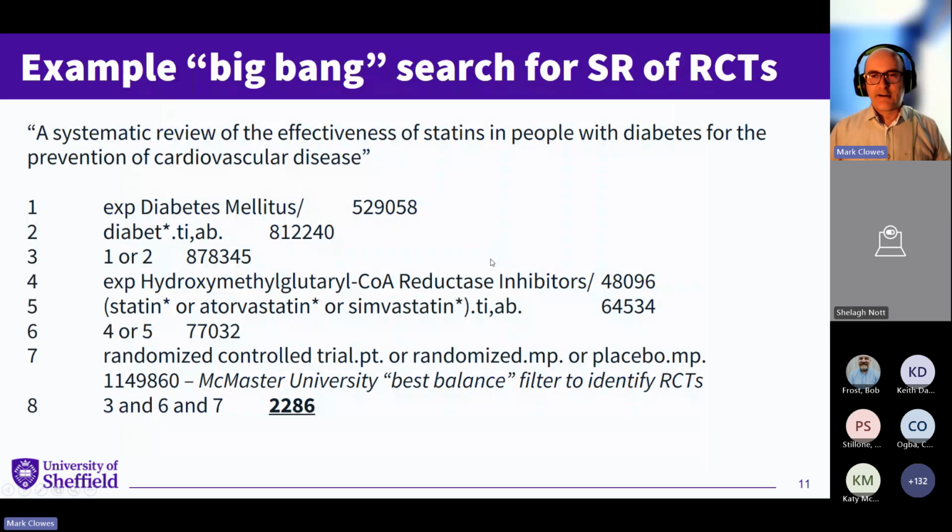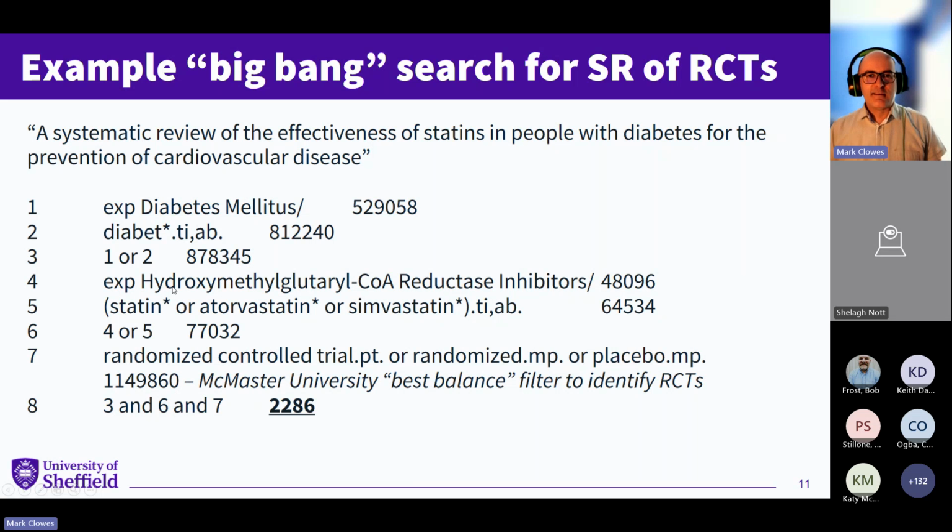So I just did a very quick search for this. This is by no means a perfect search, but it's the kind of structure that you'd be using. So first of all, we search for our population, which is people with diabetes. There we've got the subject heading, diabetes mellitus. That's Medline's preferred term for diabetes. We've got a truncated version of diabetes or diabetic that we're searching for in titles and abstracts. We combine those together into one megaset at line 3.